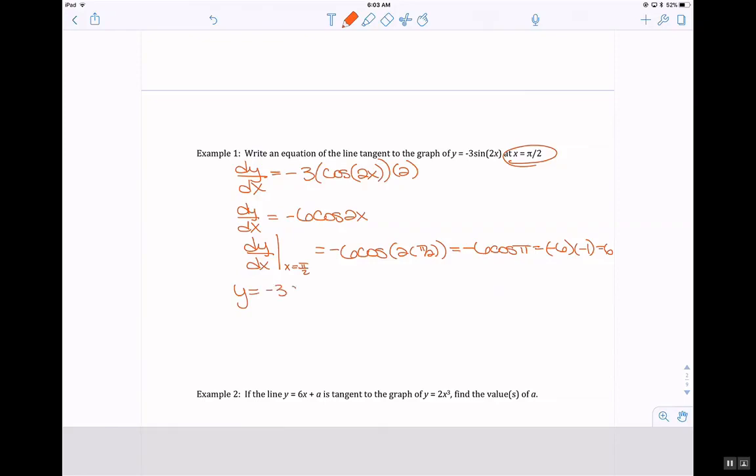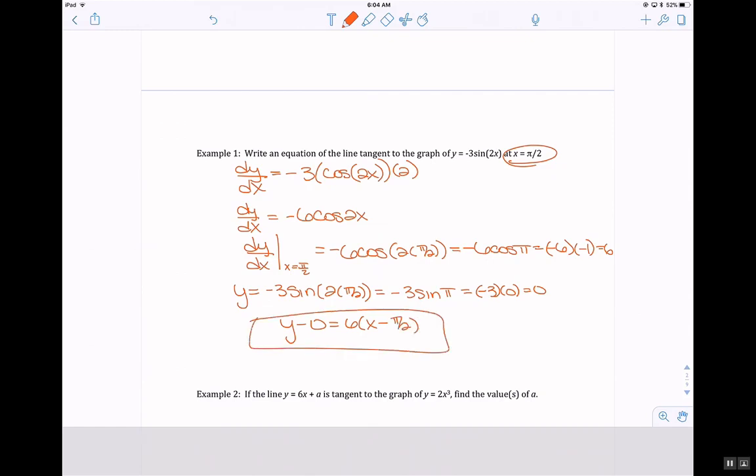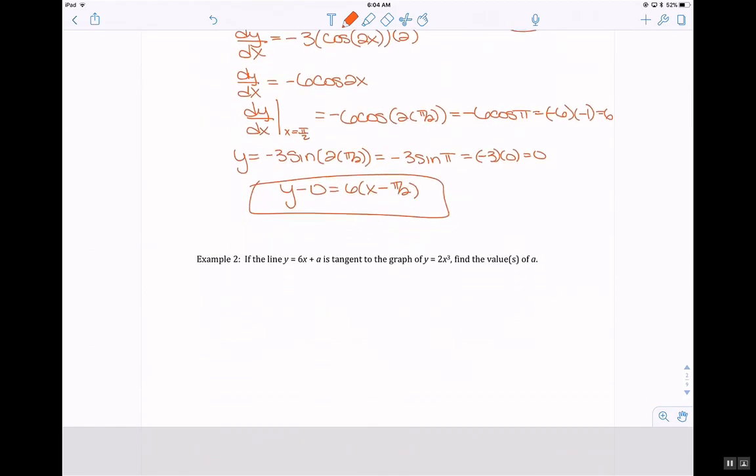So y is equal to negative 3 sine of 2x. What I'm going to do is plug in my pi over 2 for my x to find my corresponding y value. So negative 3 sine of pi, and the sine of pi is 0, so this is negative 3 times 0, which is 0. So my corresponding y value is 0. So my equation of my tangent line: y minus 0 is equal to 6 times x minus pi over 2. Okay.